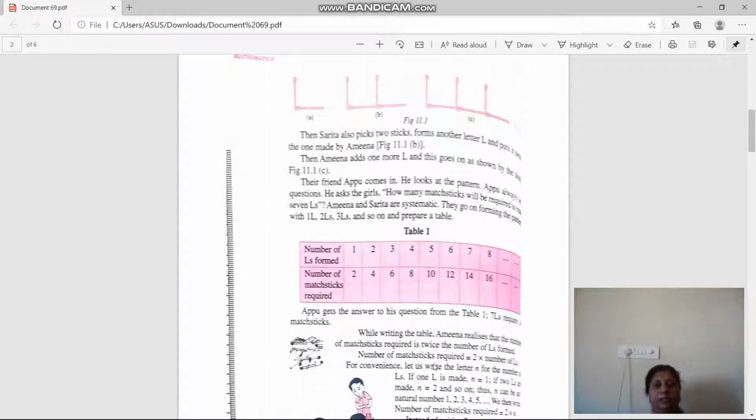Number of matchsticks required is equal to 2 multiplied by the number of L's. For convenience, let us take a letter n. So if 1 L is formed, n is equal to 1. So 1 into 2 we get 2. So here we have taken n as 1. So 2 into 1 we get 2, and so on. Thus n can be natural numbers. It starts from 1, 2, 3, 4, 5, dot dot dot. It's a natural number.